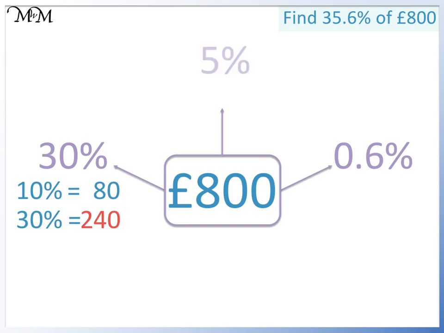Next, we'll look at 5%. We know that 10% is 80. 5% is half of 10%. Therefore, 5% must be 40.